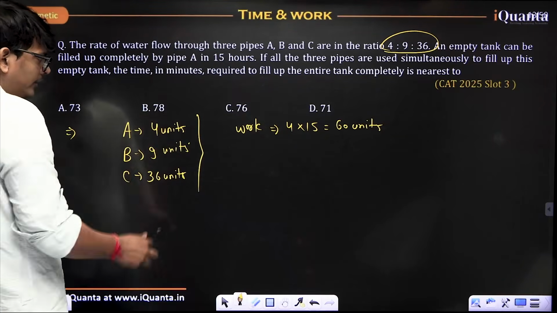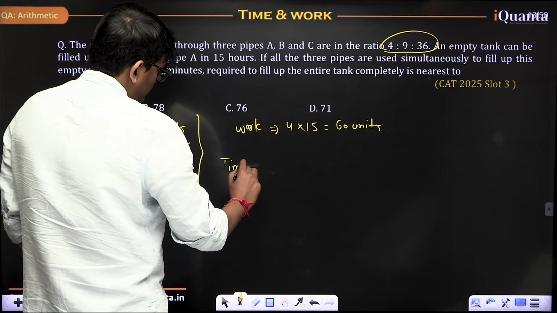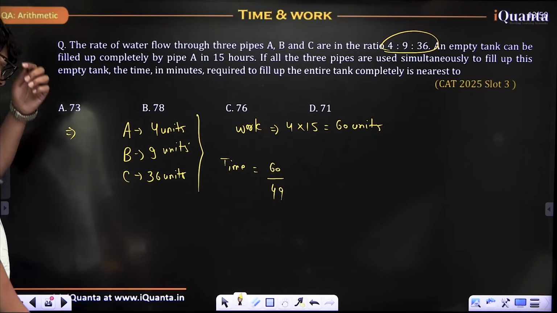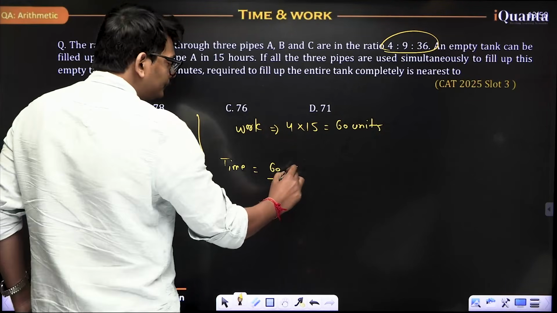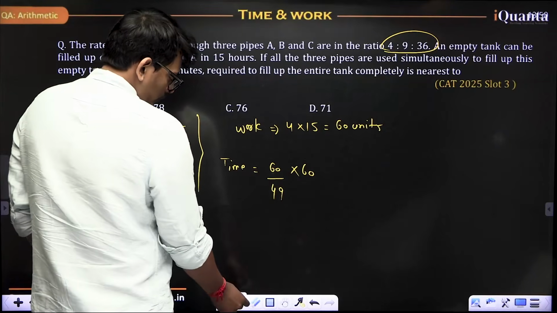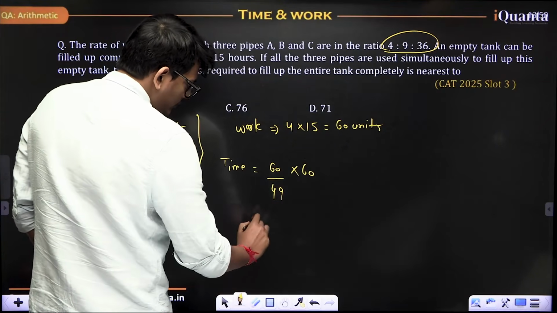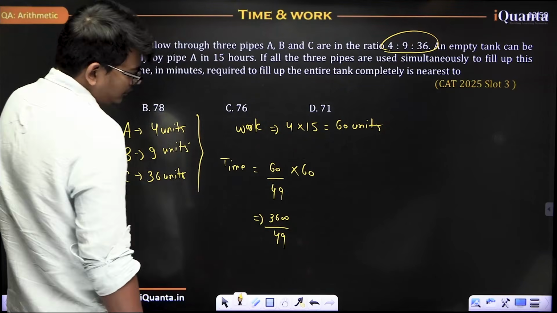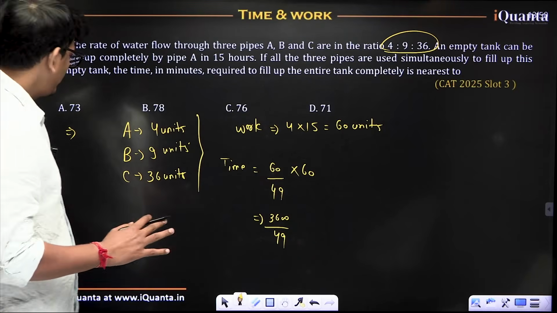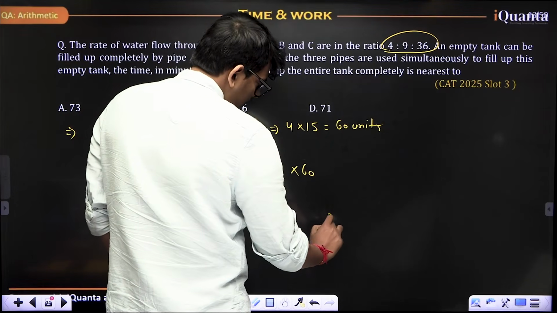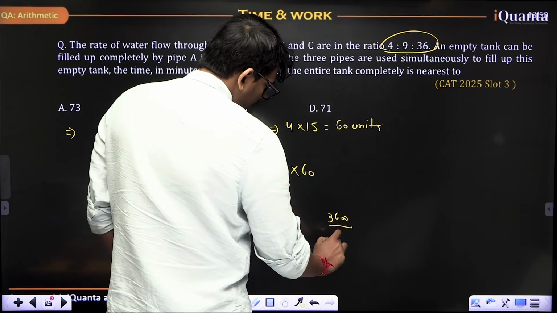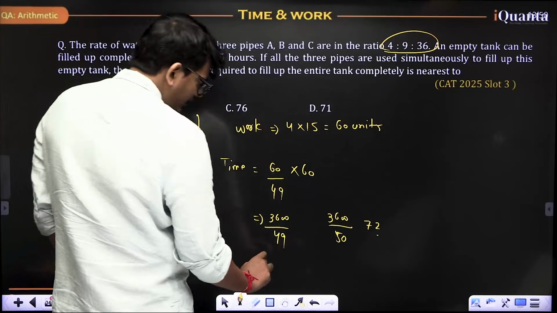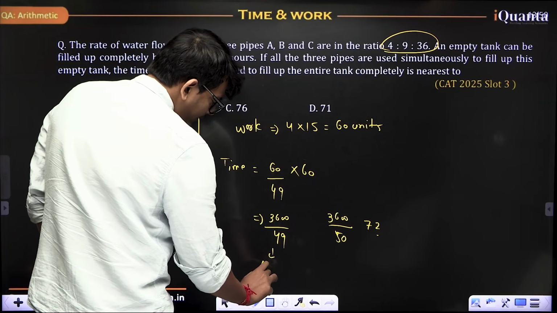Now these 3 are working together. So time is 60 by 49. And we have to convert this into minutes because this is in hours. So this is roughly how much? This is 3600 divided by 49. So if instead of 49 it had been 50, the answer would have been 72. Right? This we know, 3600 divided by 50 is 72. So the answer will definitely be more than 72, roughly 73. So approximately 73.